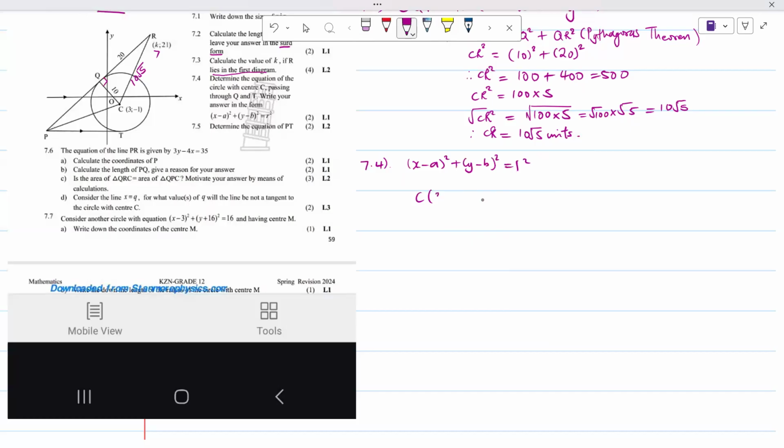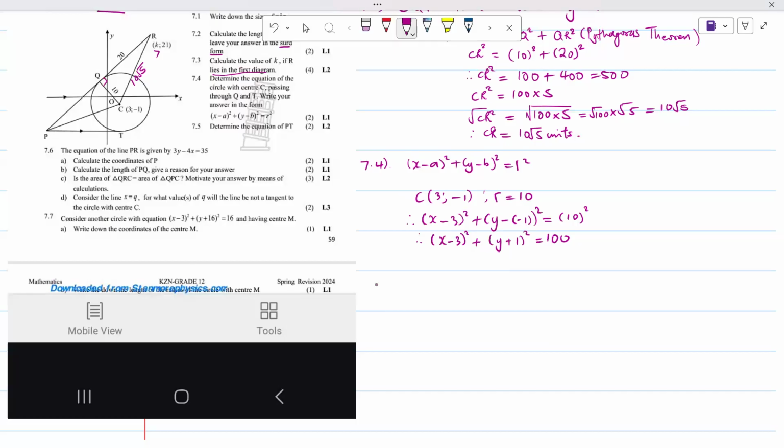Then I'll substitute this into the formula. x minus 3 squared plus y minus -1 all squared equals 10 squared. Therefore, the equation of this circle will be x minus 3 squared plus y plus 1 all squared equals 100. So we got the answer for that one. Then 7.5.